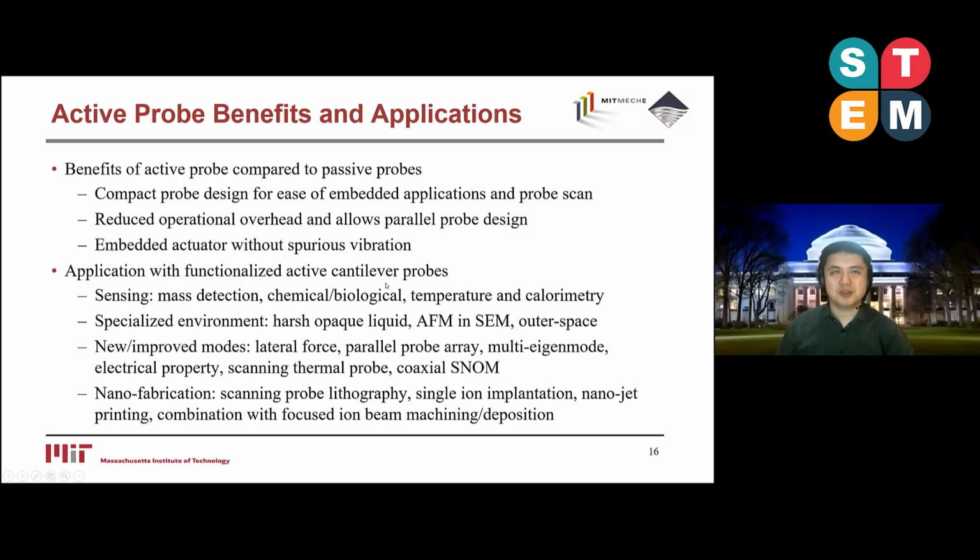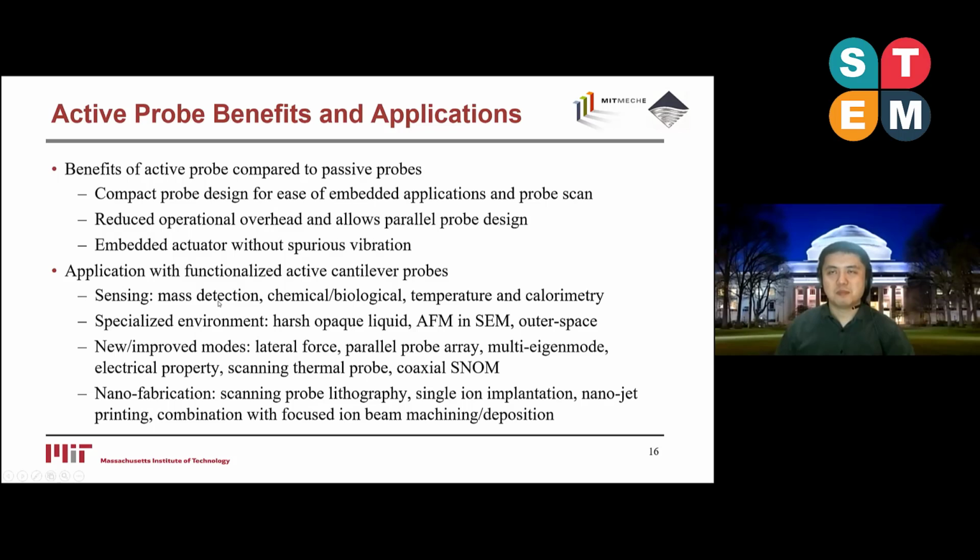First, the design can be used for sensing such as mass detection, chemical, biological, temperature, and calorimetry sensing. Second, the probe can be used in specialized environments, such as the harsh opaque liquid we just saw, and also in confined space, such as the AFM in SEM system. Also, it can even be used in outer space.